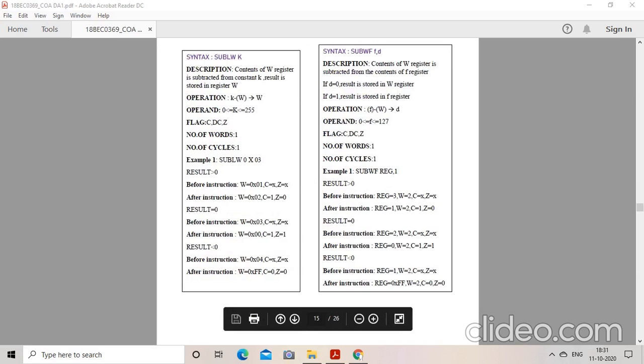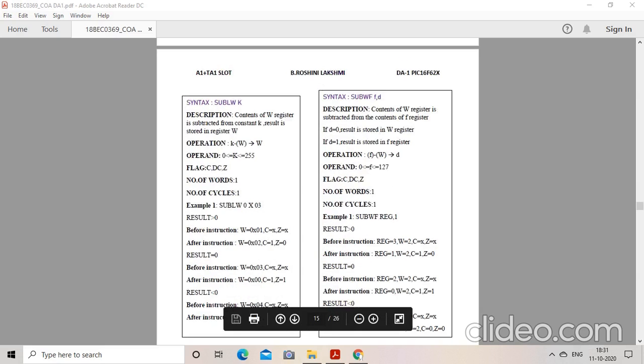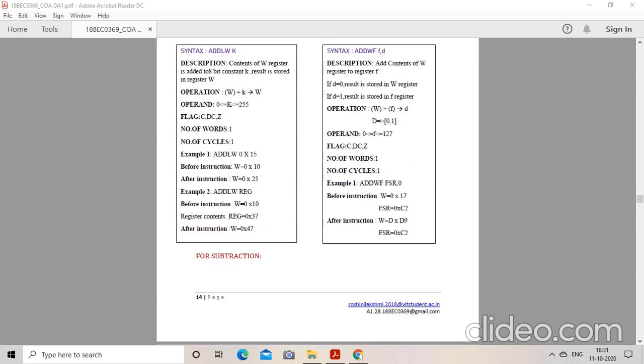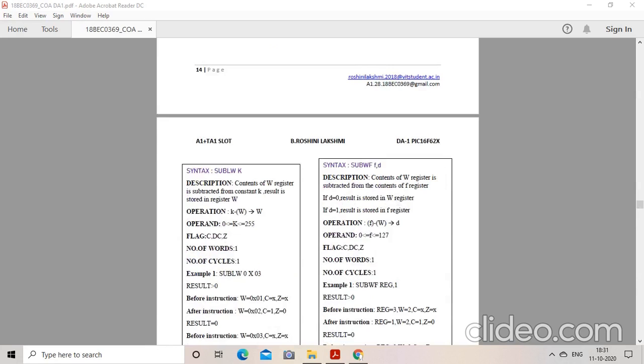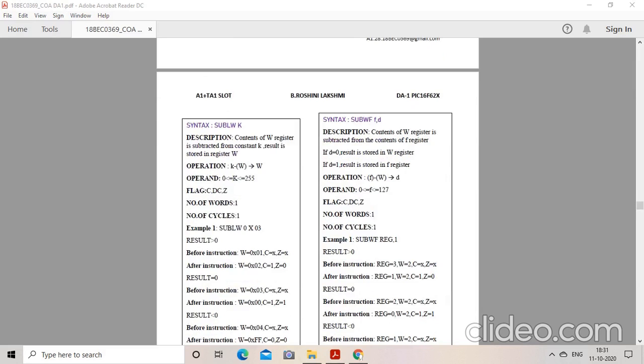W is based on the result, and we use the syntax SUBWF F, D. Here it is the same as we discussed before in ADDWF F, D. If D is equal to 0, the result is stored in the W register. If D is equal to 1, the result is stored in the F register. The contents of the W register are subtracted from the contents of the F register and stored in D. The flags affected are C, DC and Z again.